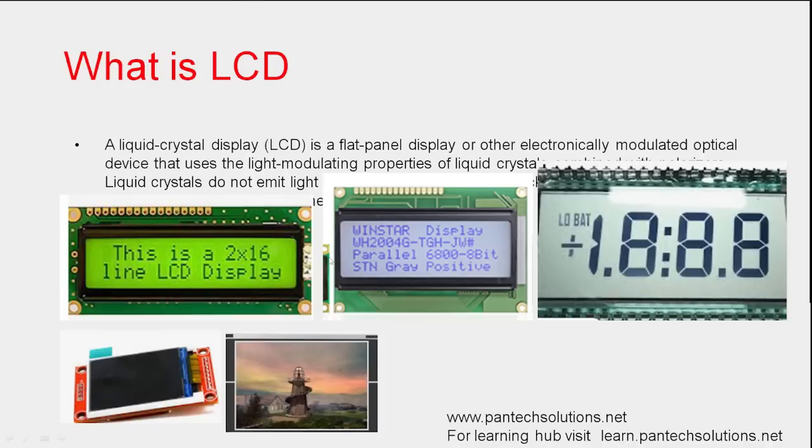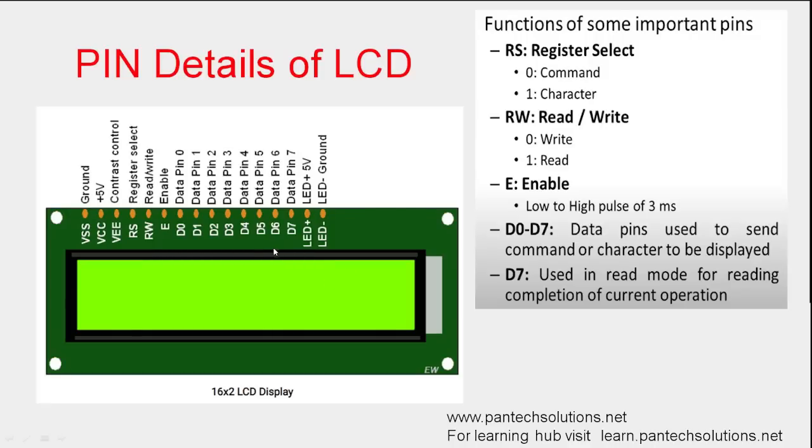So there are different types of LCDs, like the 16x2 LCD, where you have 2 rows and 16 characters. There are also ones with 4 rows and 16 characters. You also have the TFT display, which also comes under this LCD category, with the LED TFT display as well as the LCD TFT display.